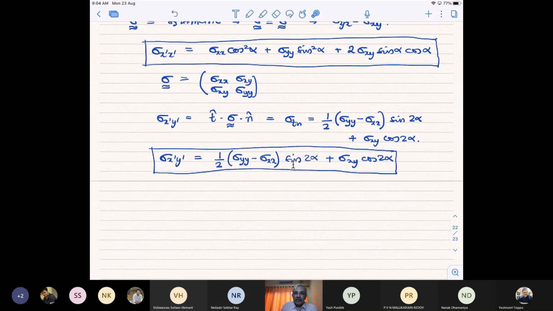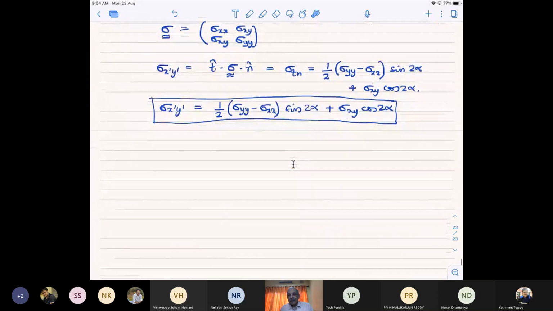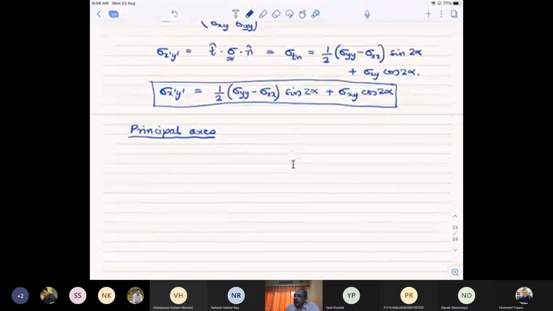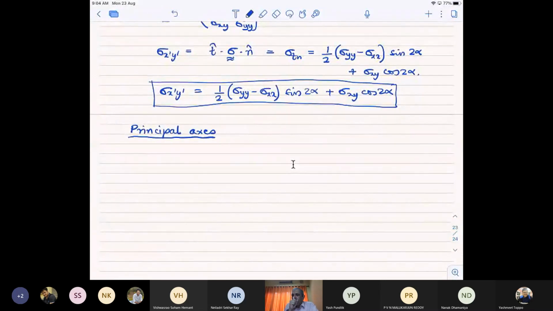So what I would like to do is define some axes on which the shear stresses are 0. Those are called the principal axes. If you look at the formulae, since these contain cos and sine, you can imagine that as alpha is changed, the stress will have this kind of oscillatory behavior: it will be high in some places, low in some places, and so forth. So we can expect that there is a maximum and a minimum.